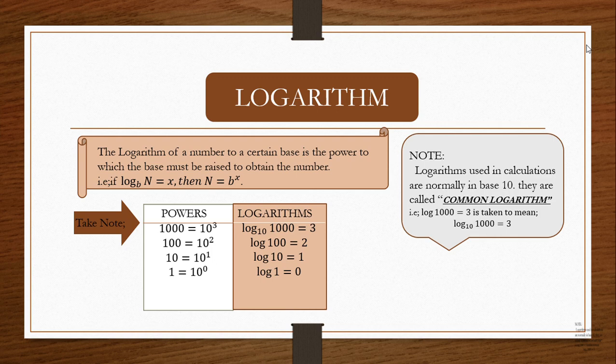So since log 1 equals 0 and log 10 equals 1, the logarithm of any number between 1 and 10 must be between 0 and 1. So logarithms of numbers are found with the help of a four-figure table.